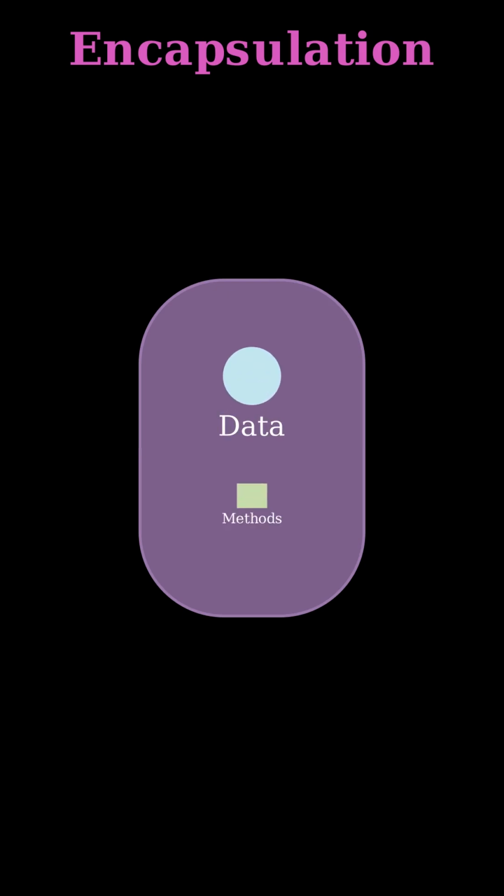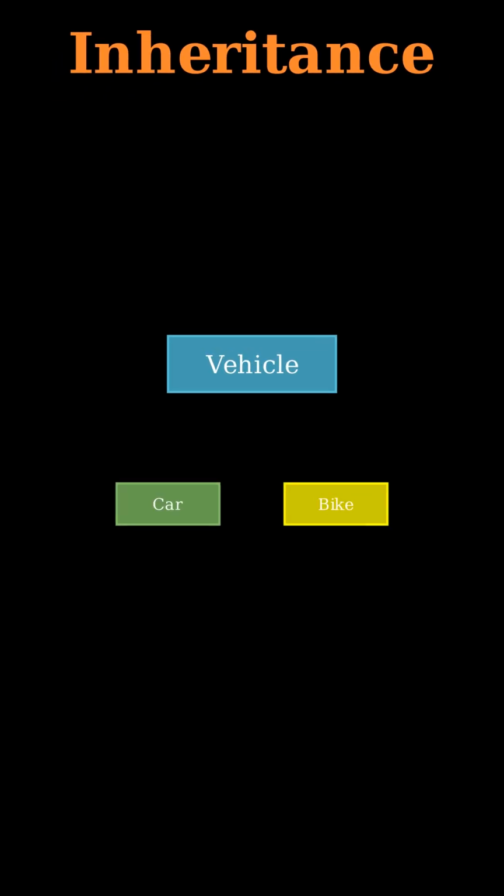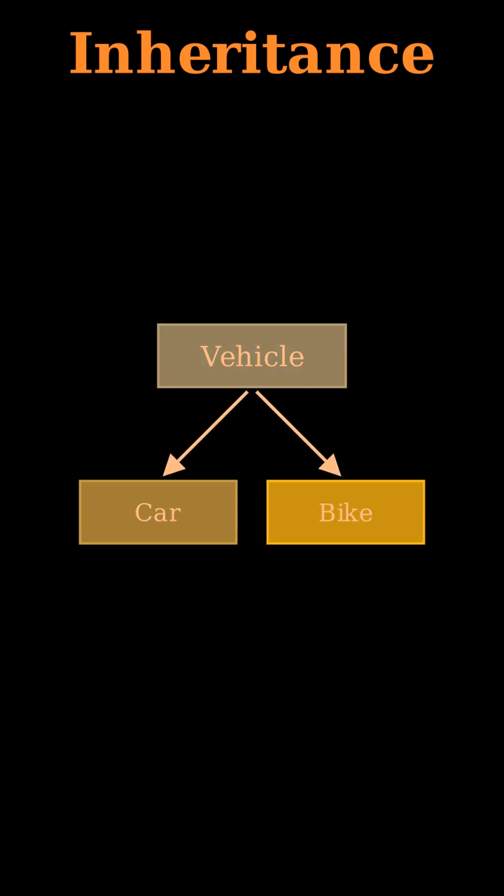Encapsulation is the bundling of data and the methods that operate on that data within a single unit, the object. It hides the internal details, exposing only what's necessary. Inheritance allows new classes to reuse, extend, or modify the behavior of existing classes, promoting code reusability.